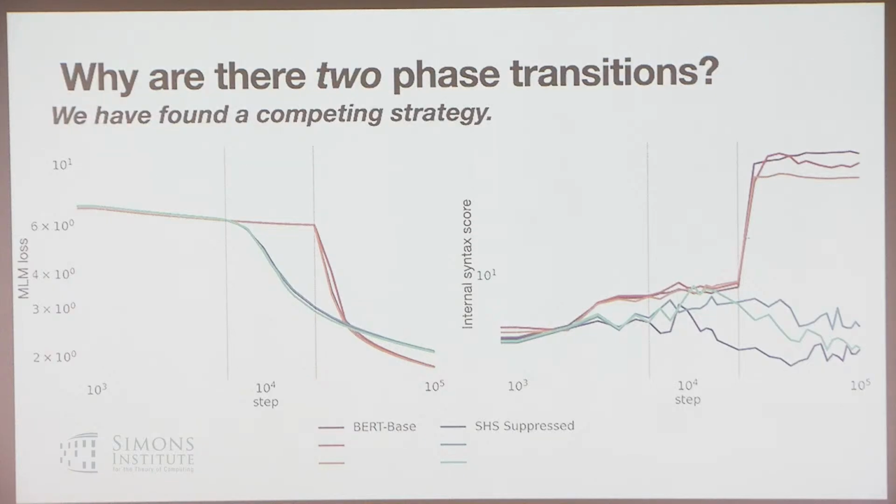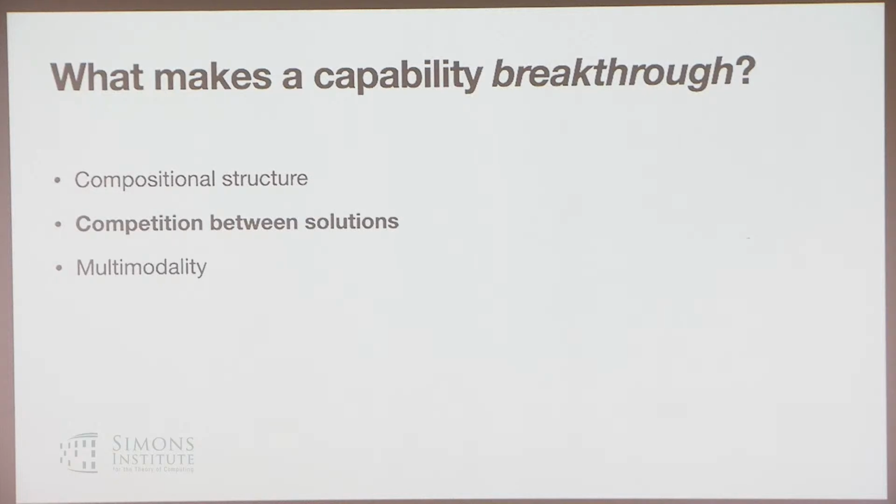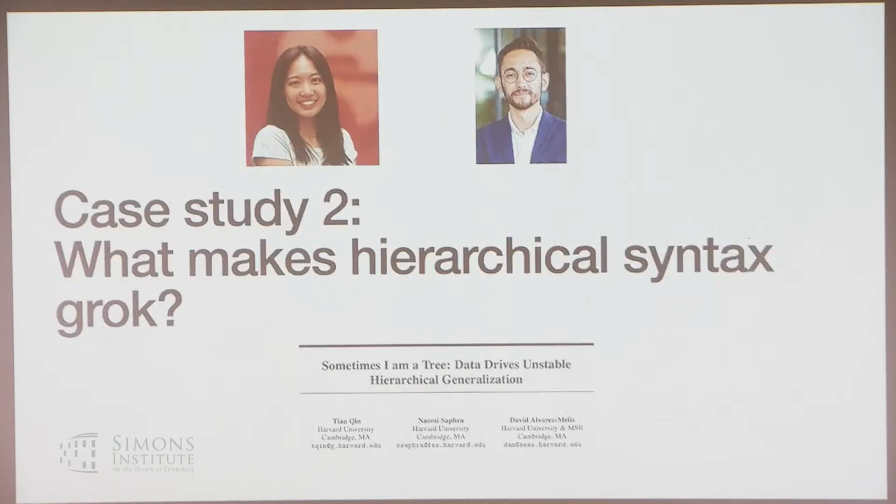But why are there two phase transitions? It's because there's some competing strategy that we've actually pushed the model towards by removing the option of representing syntax internally in this way. All right, so what does this bring us back to? It brings us back to the fact that breakthroughs are characterized by competition between multiple solutions. So if you remove one solution, the model finds another, and it has a different phase transition as a result.